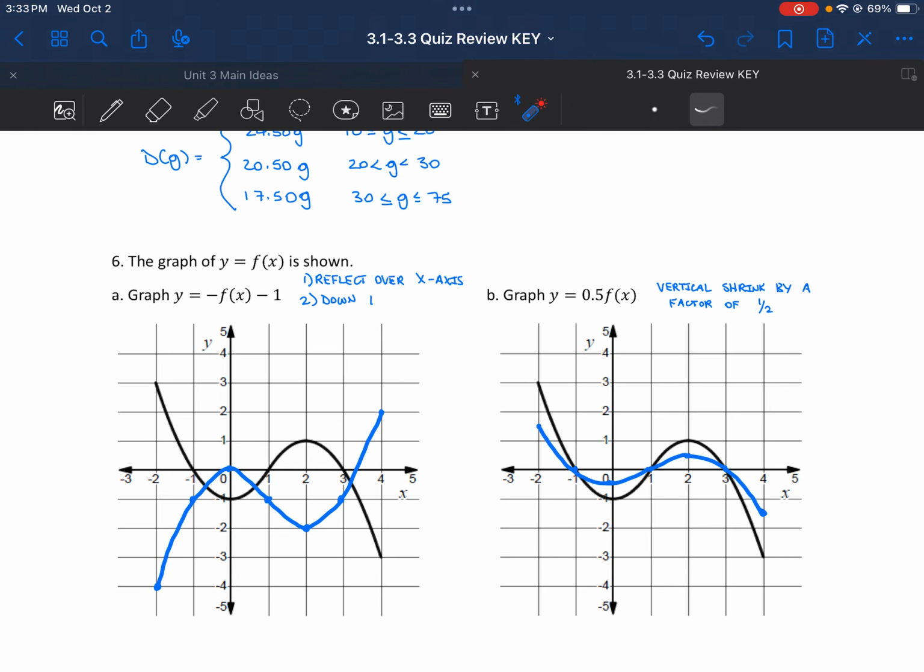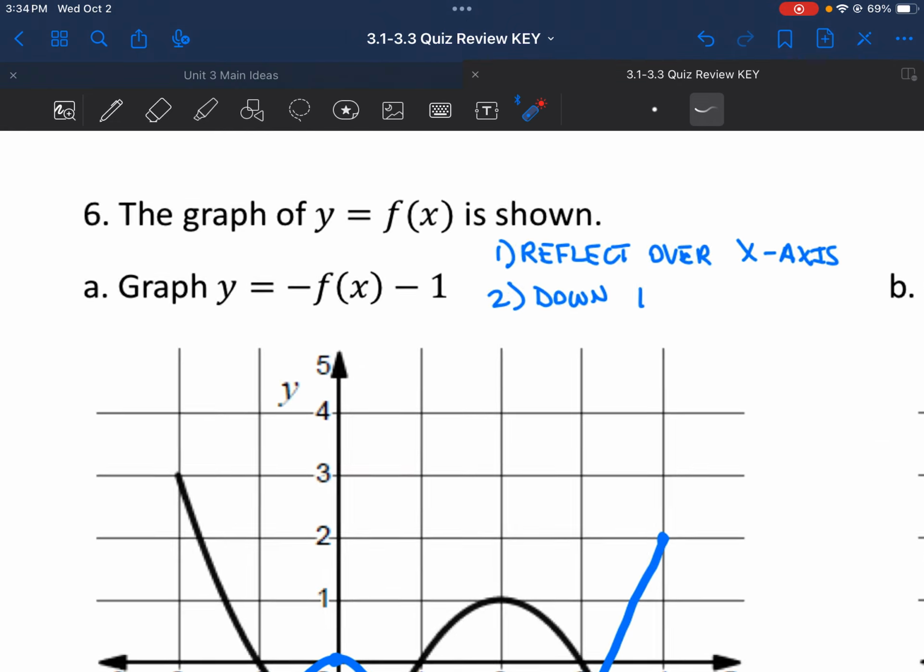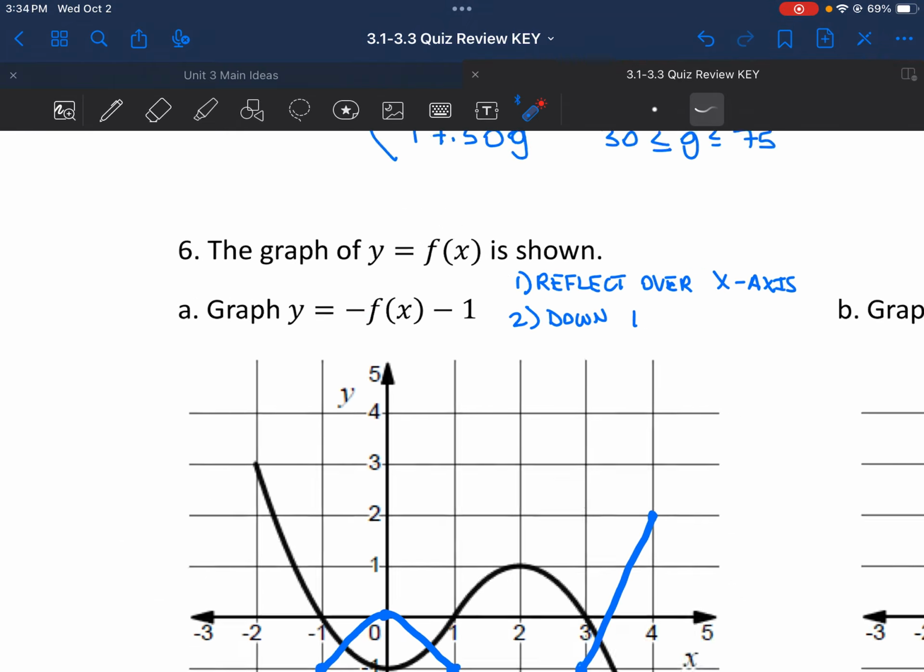The graph of y equals f of x is shown. Graph y equals negative f of x minus 1. We want to be a little bit careful. Remember that there is an order to how we apply transformations. We usually want to start from the inside out. Now, nothing is happening inside of the function. No horizontal shifts, no horizontal stretches or shrinks. So the first thing we're going to apply is the reflection across the x-axis.